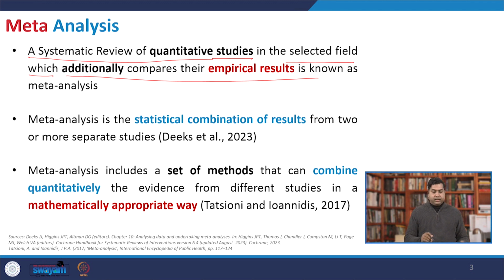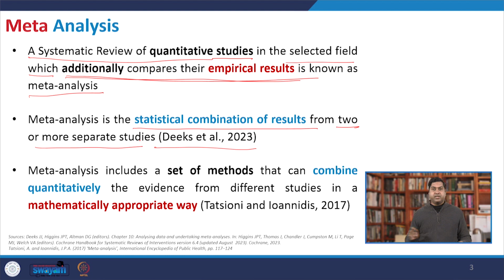In this particular case, again it is a systematic review, but for quantitative studies where there are certain kinds of empirical results, and here we compare the empirical results in terms of similarity and dissimilarity. We will discuss in detail the effect size and all, that is referred to as meta analysis. In other words, Dix et al 2023 mentioned that meta analysis is the statistical combination of results from two or more separate studies.